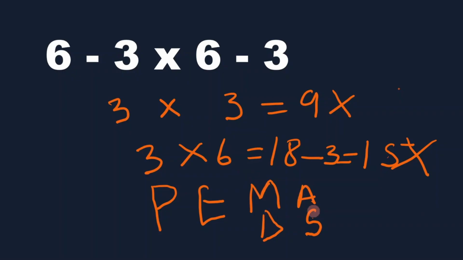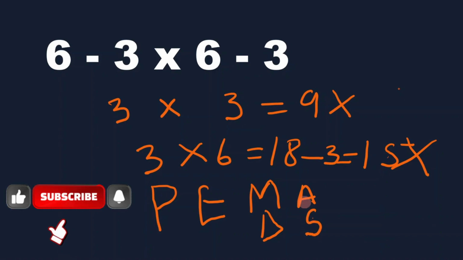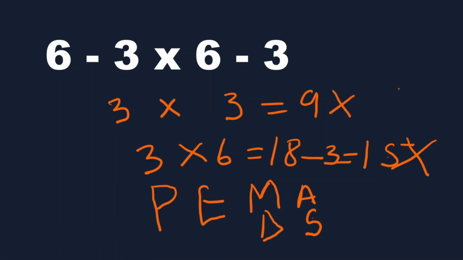Likewise, addition and subtraction. What does it mean? It means that multiplication and division have the same priority. That is, they are on the same level. Likewise, addition and subtraction have the same priority, meaning they are on the same level. So whenever you see them in an expression, you solve them from left to right.